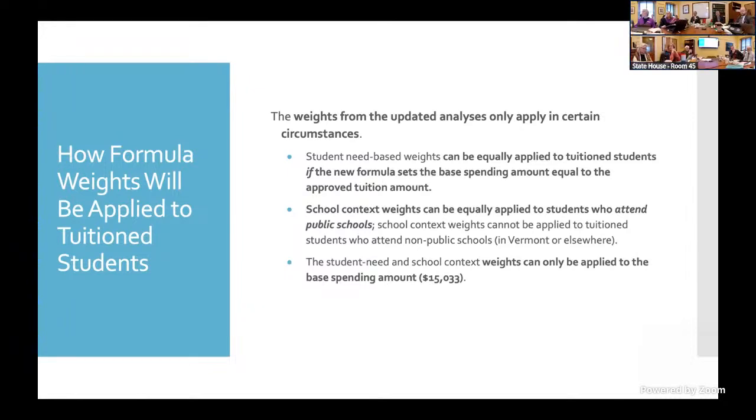Yeah, where this gets challenging, and this is why we're raising it, is that it could be the case that the approved tuition amount looks different from your base, right? And we right now have a system where we have tax capacity weights, which are weighting spending, but we're moving to a student base. If you move to a student-based funding formula, now we have to think about student weights, not tax capacity weights, which are offsetting total spending.